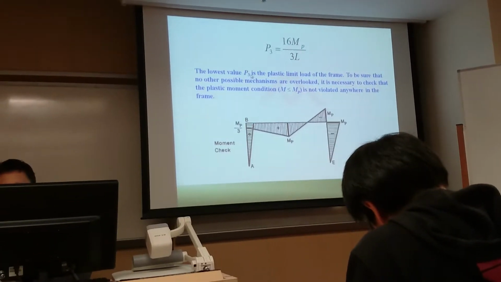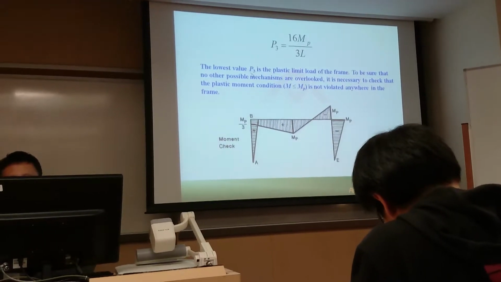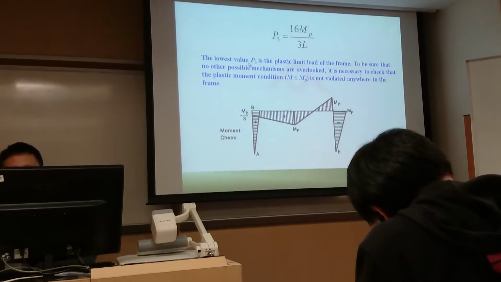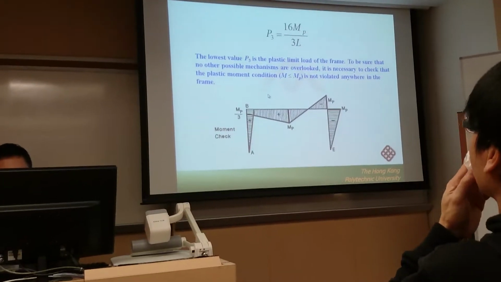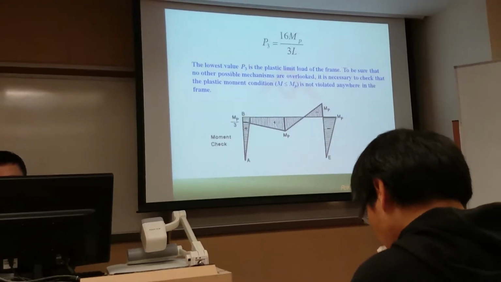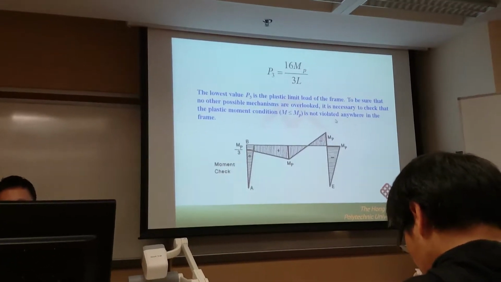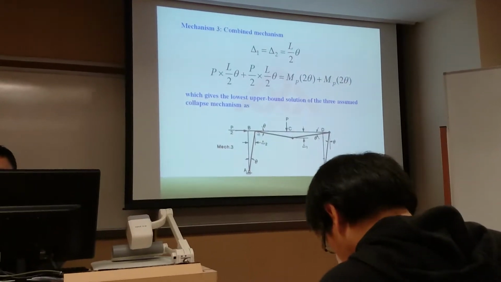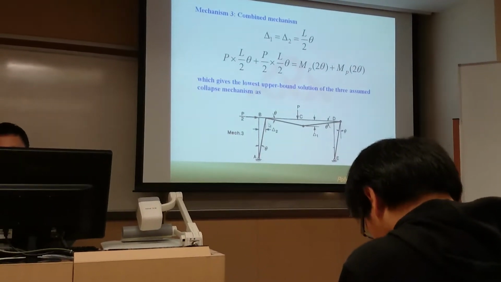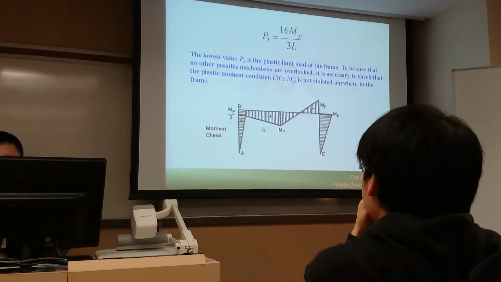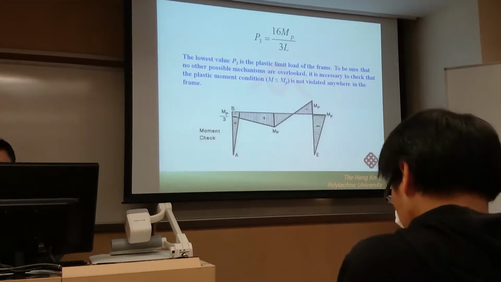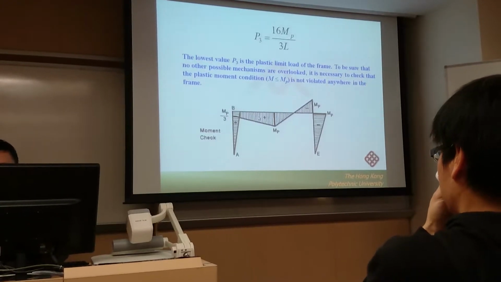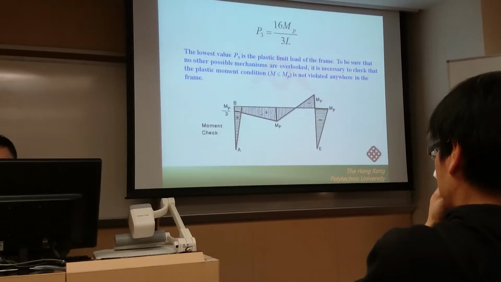And this is the lowest value. This is the real collapse mechanism, but you still have to do the moment check. In the combined case, we assume this is a rigid connection, so you have to calculate the moment for this section. Here I provide the result of the moment for this section. I will show you how to do the moment check.